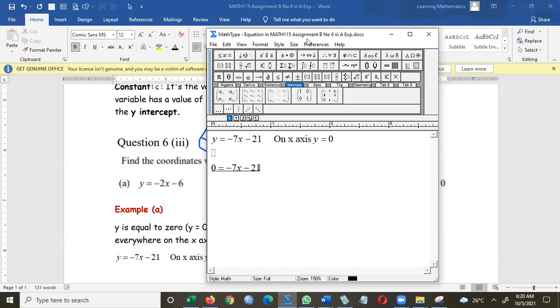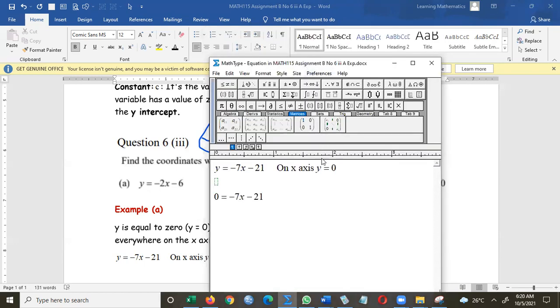Find the coordinates where each of the following lines meets the x-axis. On the x-axis, the y coordinate is already 0. Okay, y is equal to 0. What we need to find now is the x coordinate. When we substitute 0 in the place of y, we're going to solve for x. We're going to add 21 on both sides to cancel out 21.